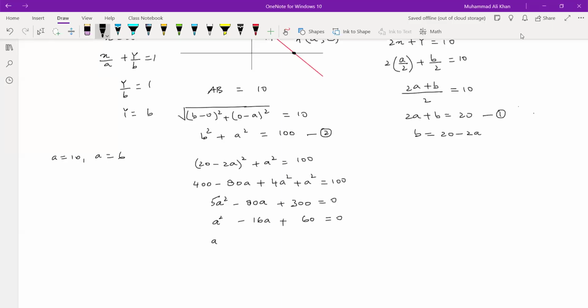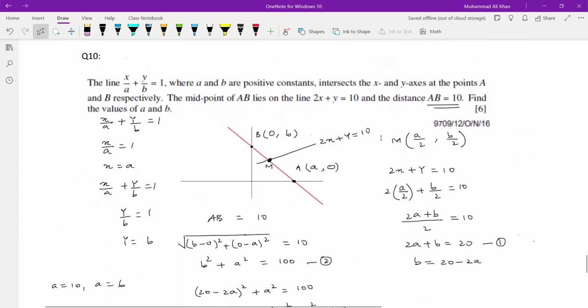So the middle term breaking is a squared minus 10a minus 6a plus 60 equals to 0. a common, a minus 10, minus 6 common, a minus 10 equals to 0. The two values of a are 10 and 6. So the values of b are 20 minus 20, 0, and 20 minus 12 is 8. So these are the two values of a and b. Are you clear? Any confusion? Hopefully there is no confusion, right? So this is question number 10 of 6 marks.